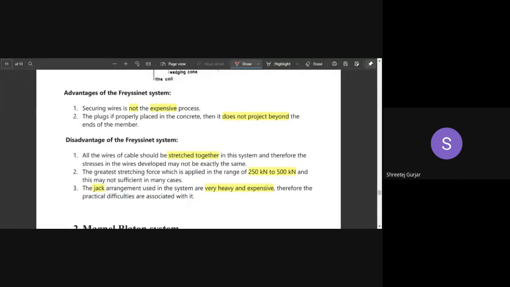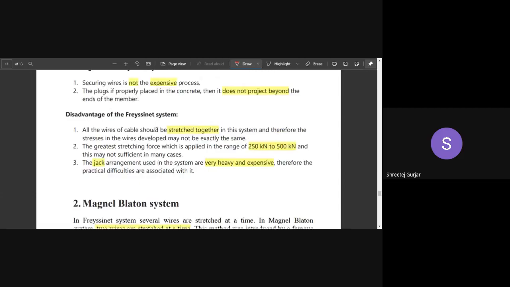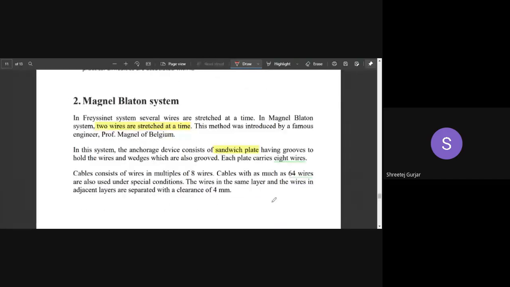After the Fresnel system, a second system was developed, which was the Magnel-Blaton system. The difference between the Fresnel system and the Magnel-Blaton system is that two wires are stretched at a time. In the Fresnel system, you stretched all your wires at a time, the 12 wires at a time.